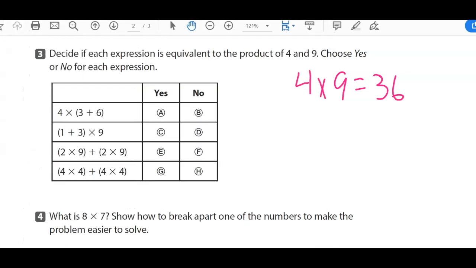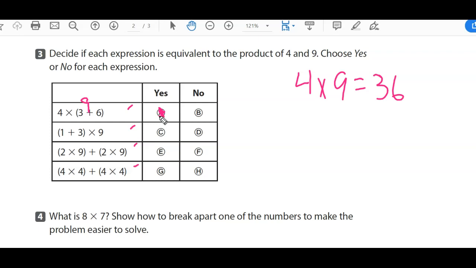Sorry. Right there, 36. So I need to know if these, when I add them together, I get that. Okay? If I work out the problem. So let's see. What's 3 plus 6? 9. So then 4 times 9, is that 36? So then it's yes.